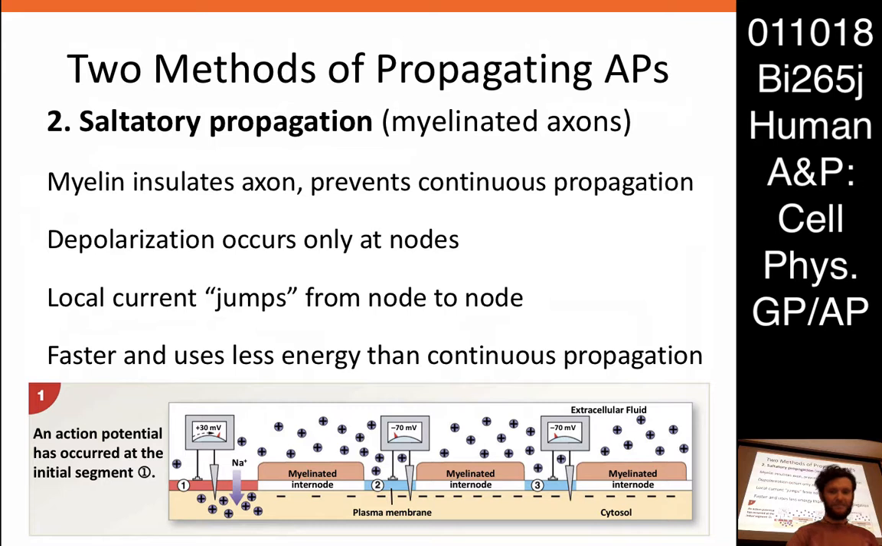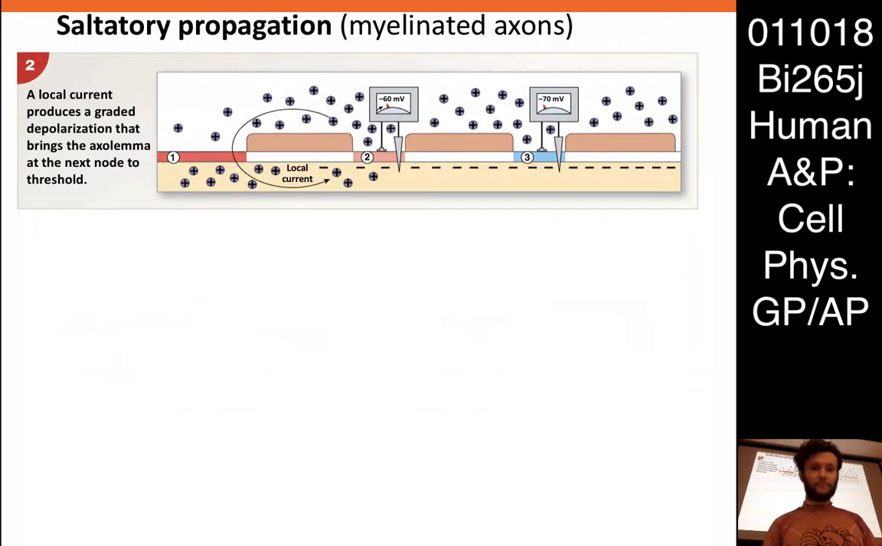So the local current jumps from node to node. It's much faster, uses less energy than continuous propagation, and in fact allows for, as you'll see in a moment, I'm going to put another equation up to thrill you. It makes the cross-sectional diameter of the axon much smaller. All right, so let's see how this works, step at a time.